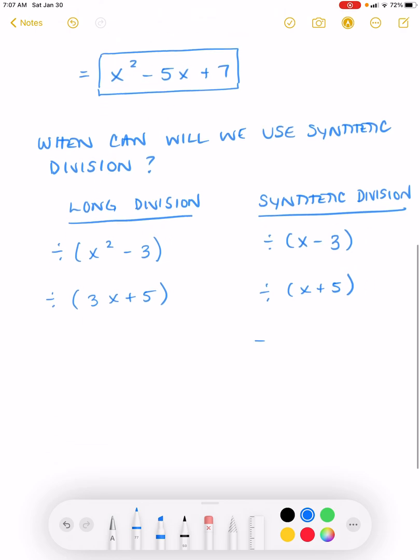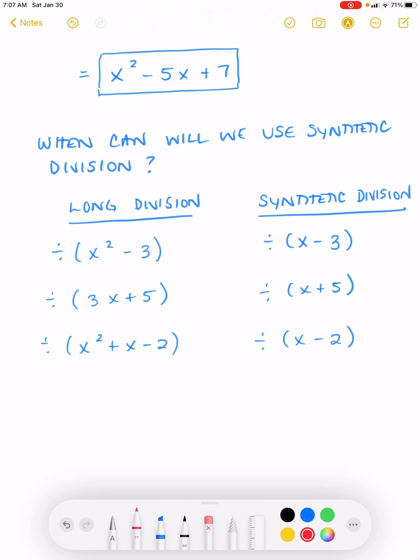All right, let's do one more and see if you can draw any conclusions here about when we're using synthetic division. When I divide by x minus 2, great synthetic division problem. But if I'm going to divide by x squared plus x minus 2, I'm going to stick to long division.